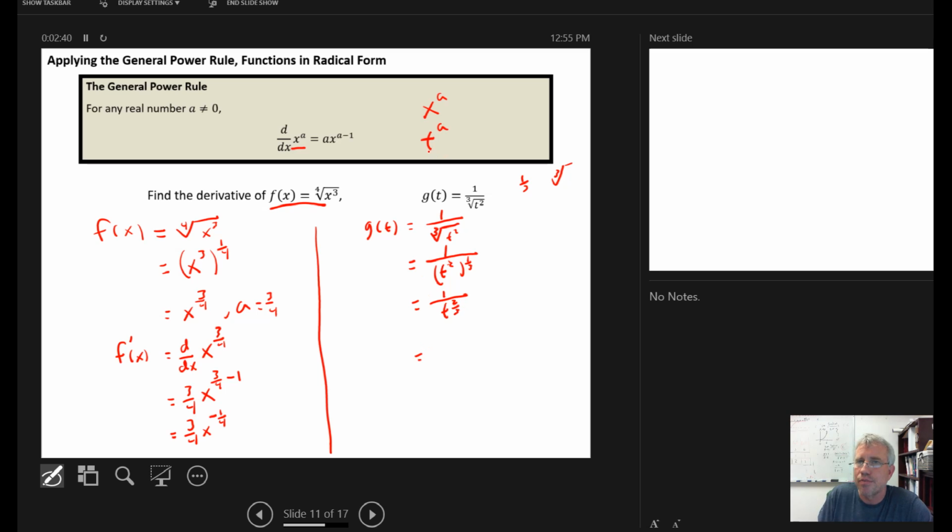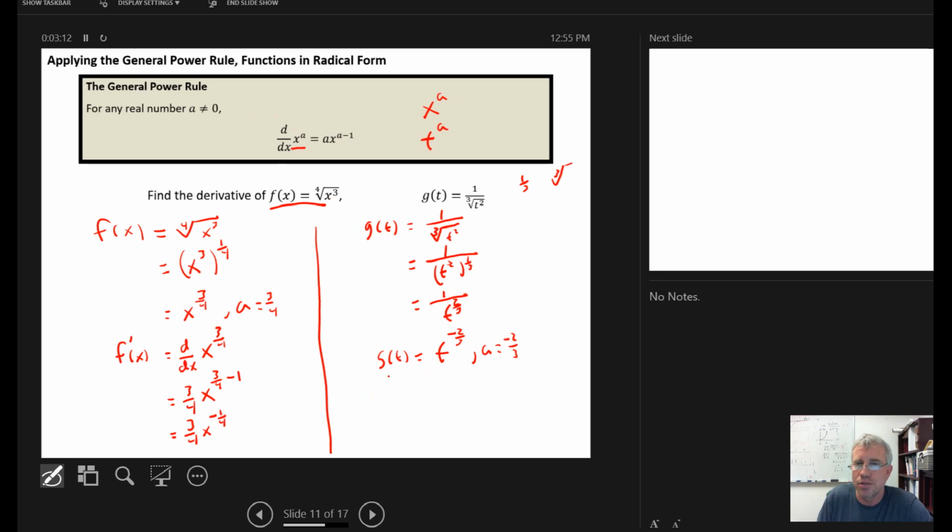I still don't have the form t to the a. I am 1 over t to something, that's a horrible exponent, t to the 2/3. It's still terrible. So what I'm going to do to get it in the form t to the a is bring the t up into the numerator position. So I get 1 times t is t to the negative 2/3. And now it has the form t to the a, with a equal to negative 2/3.